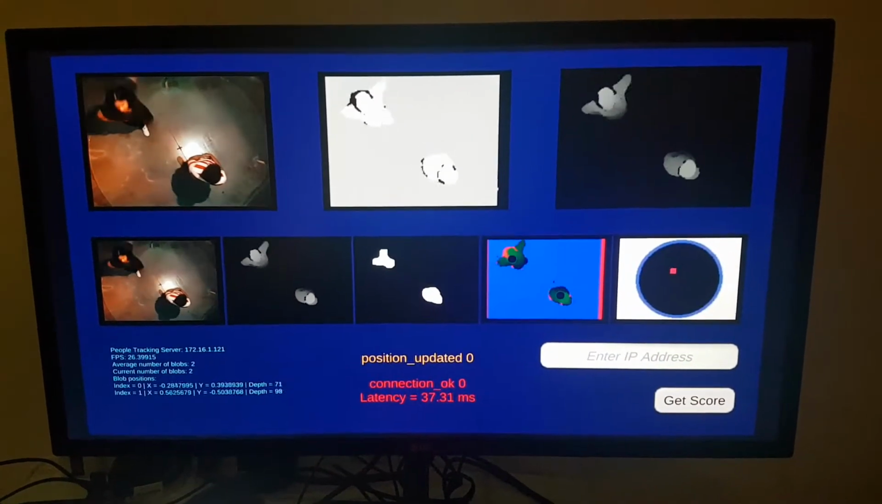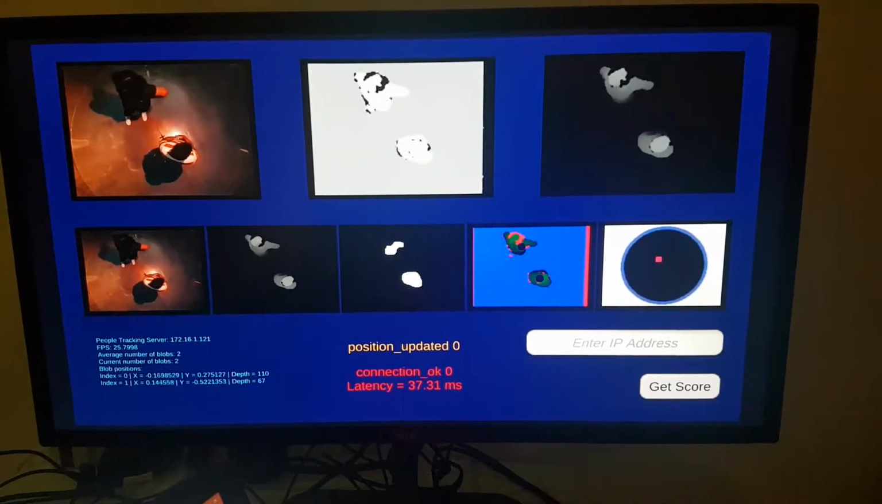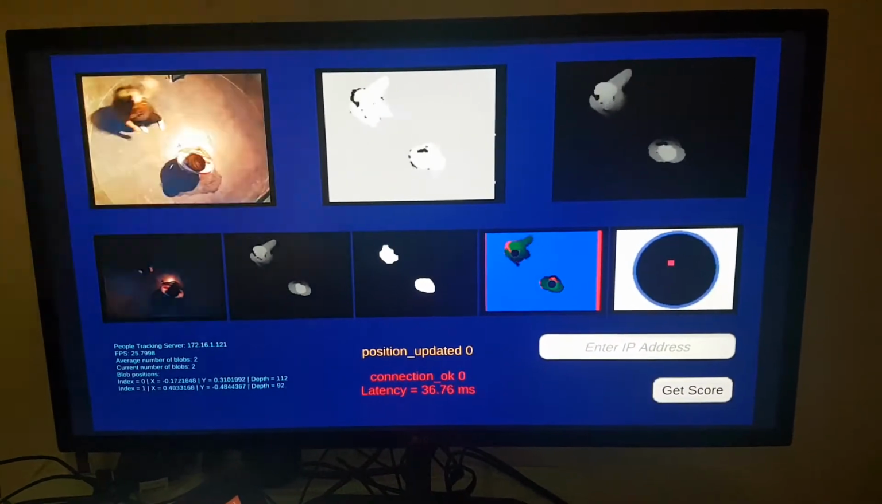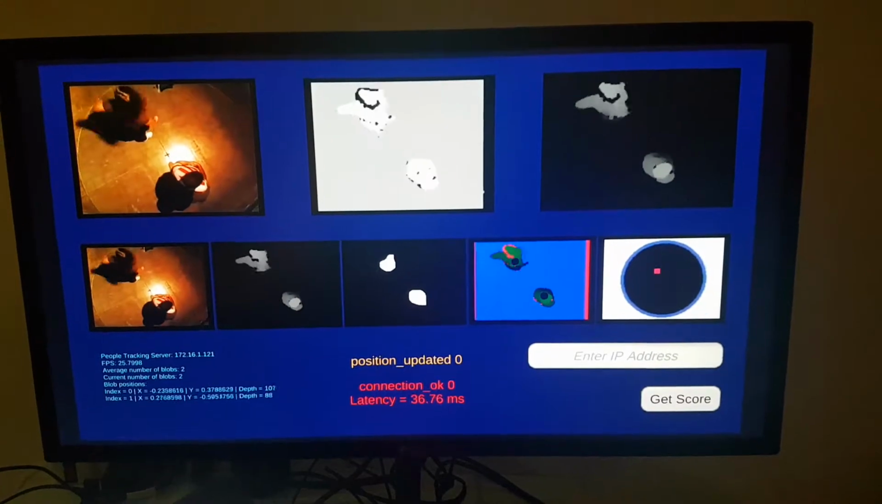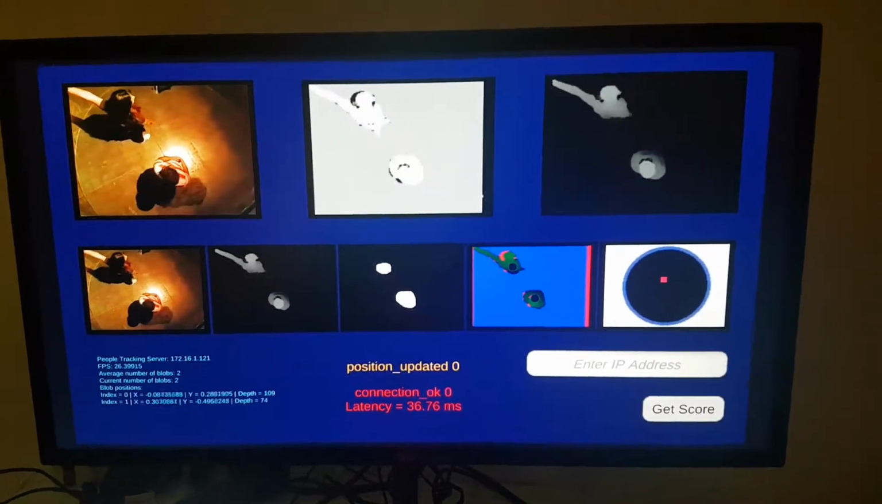It's using OpenCV native code with Android. Orbbec Persee is the depth sensor that is being used.